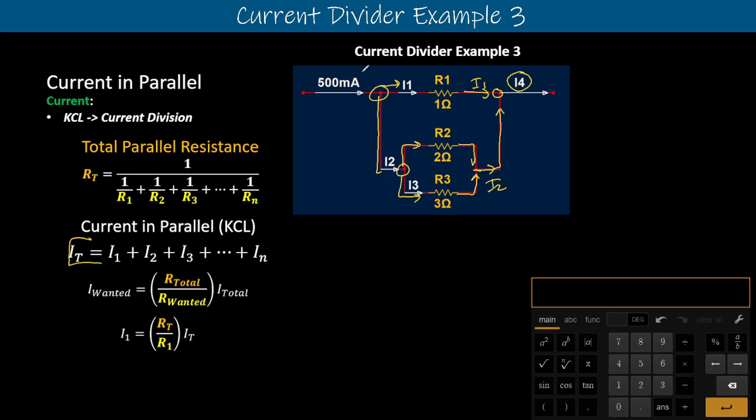And we know that whatever entered the node is also what is leaving the node over here. That means that I4, we immediately know it's got to be 500 milliamps because we can't leave anything behind in the circuit. So let's work on I1.